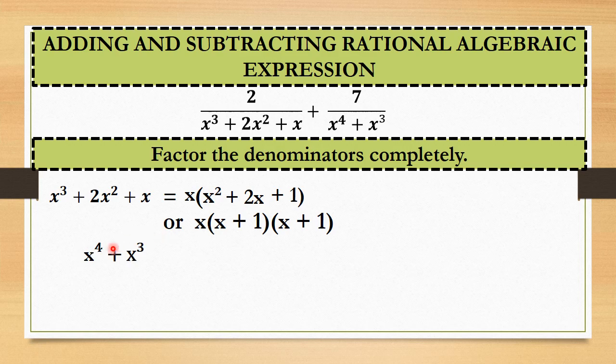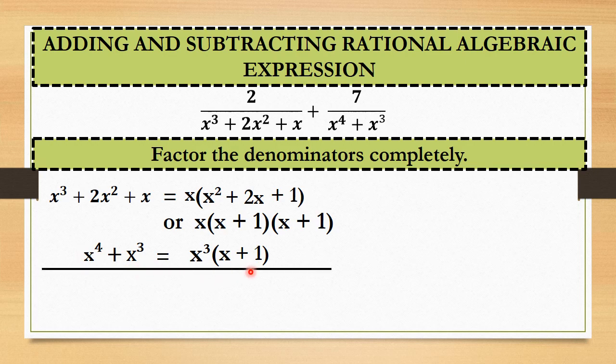Next, factor x to the 4th plus x cubed. So, common factor nila yung term na may pinakamababang exponent, and that is x cubed. So, x cubed, then x to the 4th divided by x cubed, so we have x. So, 4 minus 3, 1. So, 1 na lang yung exponent natin dito. So, x, then, plus x cubed divided by x cubed, so that is plus 1. Okay, so ito na yung factor ng x to the 4th plus x cubed. X cubed times x plus 1.